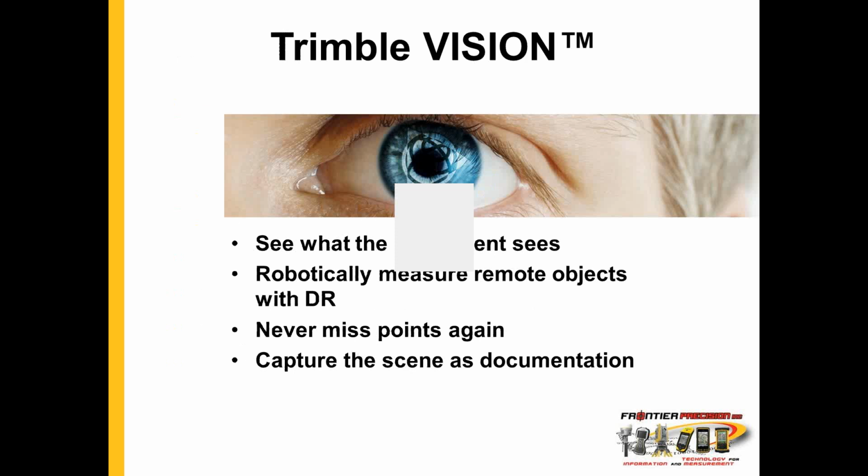Trimble Vision is really some exciting technology. It's not just about the ability of having a camera on a total station, though. Trimble Vision deals with really two parts, both aerial and terrestrial. And today we'll be talking about the terrestrial portion. Trimble Vision allows you to see what the instrument sees, which has some value, and we'll discuss that. It also allows you to robotically measure objects that are within that camera view remotely using DR. And this gives you the advantage of not missing points, because once the image has been captured, you can photogrammetrically measure these points, and you'll see that in today's demonstration. Also, Vision allows you to capture scenes or images for documentation.